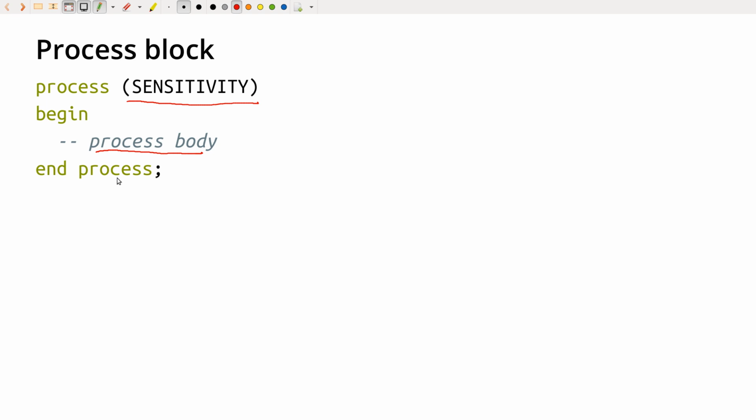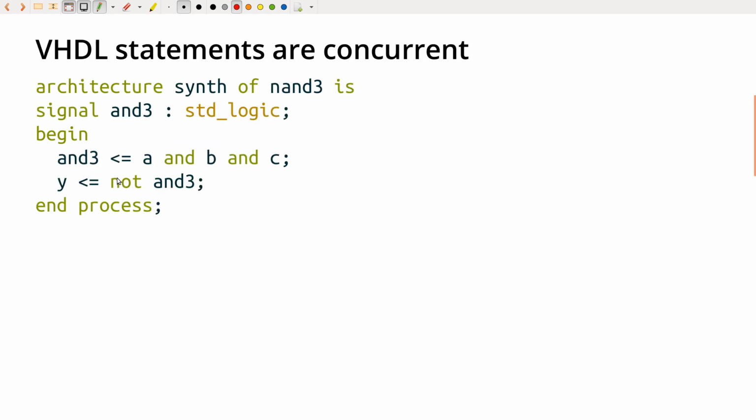Now, if you go and read things online or in a lot of textbooks, a process is often described as a sequential block of code within what is normally a concurrent VHDL architecture. And so what people mean by that is that normally in a VHDL architecture, all of the statements are concurrent.